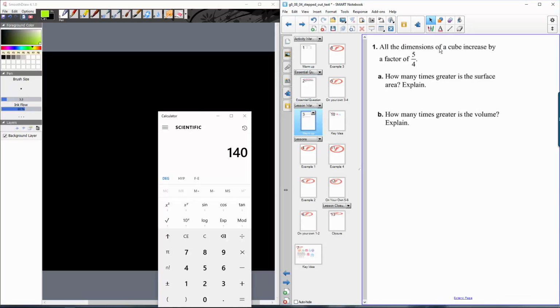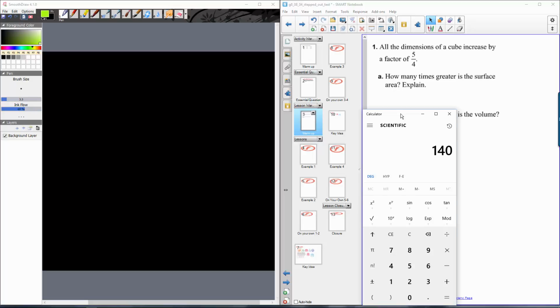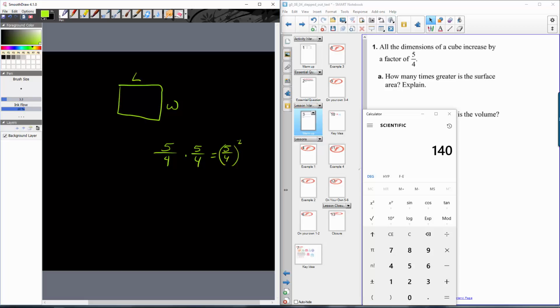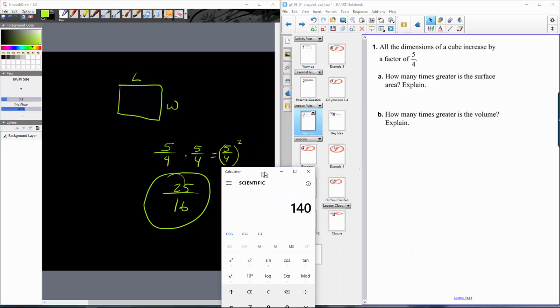It says that all the dimensions of a cube are increased by a factor of 5/4. How many times greater is the surface area? Explain. Well, the basic thing we have to know here is, what is surface area? It means area. So I'm doing length times width, right? So you're actually multiplying two different dimensions essentially. So if I have 5/4 times 5/4, you can rewrite this as 5/4 to the second power, which in this case is equal to 25/16. So how many times greater is the surface area? It's 25/16 greater.